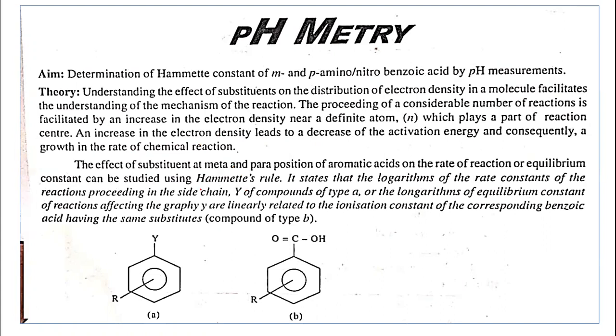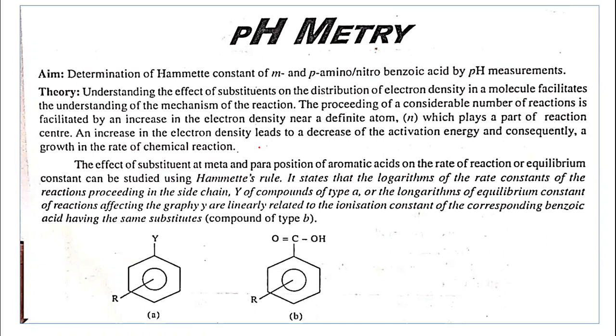The effect of substituents at meta and para positions of aromatic acids on the rate of the reaction or equilibrium constant can be studied using Hammett's rule. So what is Hammett's rule?